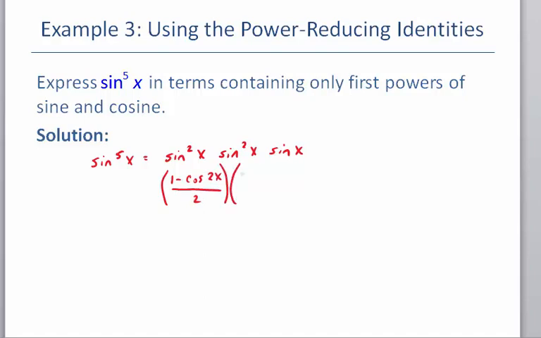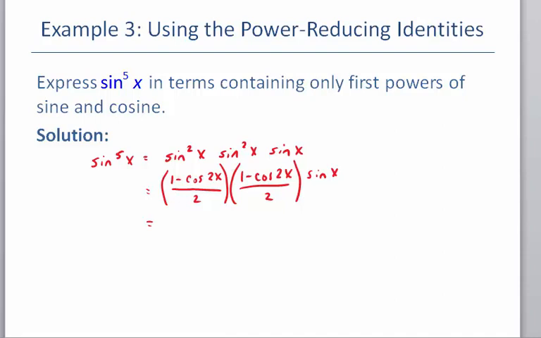I'm going to put it again for the second sine squared. And then I'm going to keep my sine x on the end. Okay, so I'm going to go ahead now and multiply these two parentheses together, which indicates the need for me to do the FOIL method. So let's do that first.